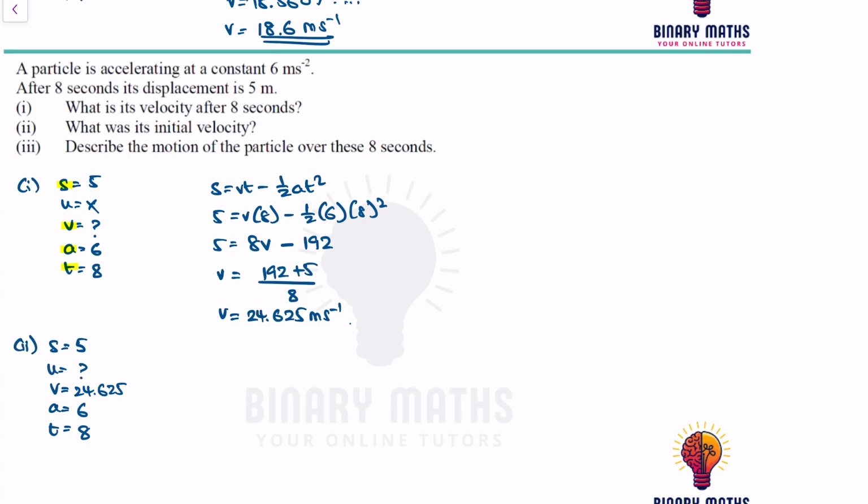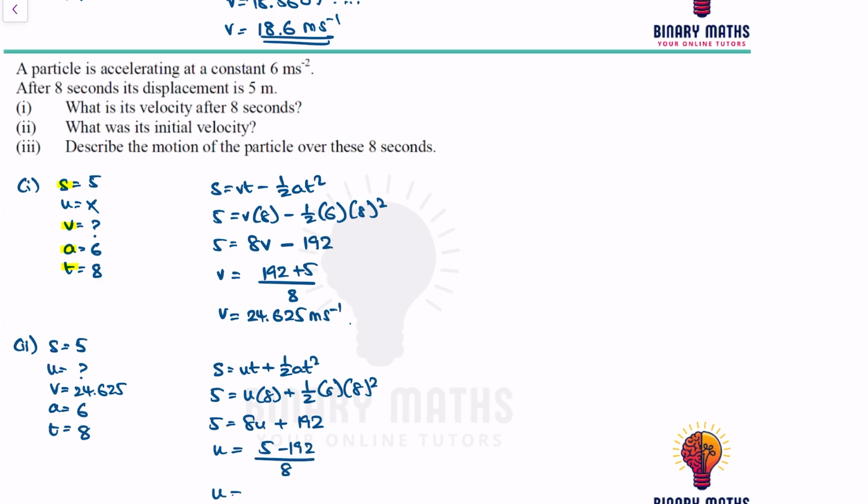So we can use any equation in this case. I'm just going to use S is equal to ut plus half at squared. So 5 is equal to u times 8 plus half times 6 times 8 squared, which means 5 is equal to 8u plus 192. So u would be equal to 5 minus 192 over 8, which gives us a value of negative 23.375 meters per second.